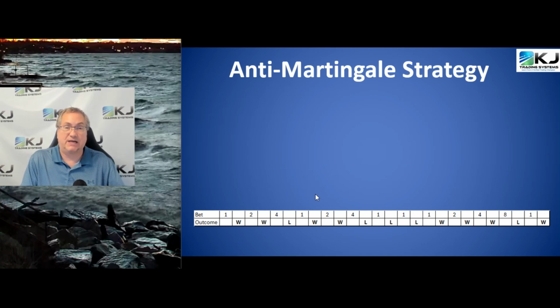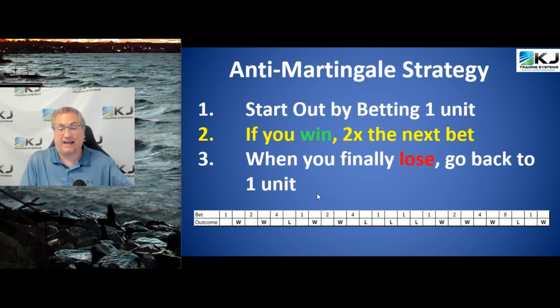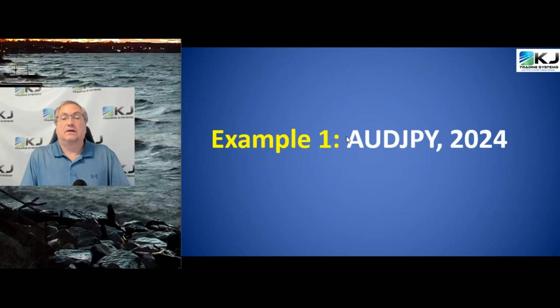Then the third strategy is an anti-Martingale, where instead of betting 1 unit and losing and doubling, this one's going to be if you win, you double the next bet. And then when you finally lose, you go back to 1 unit. And as you can imagine, there's also an anti-modified Martingale where instead of a 2, you use some other factor that's between 1 and 2. So those are the ones I'm going to look at, and I'm going to look at relative to a baseline of just trading 1 contract.